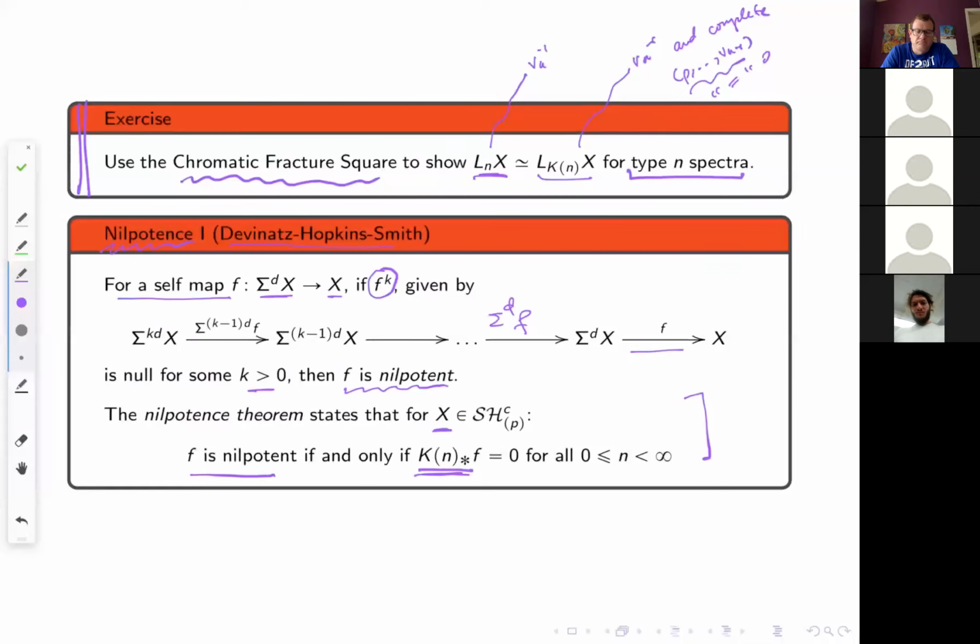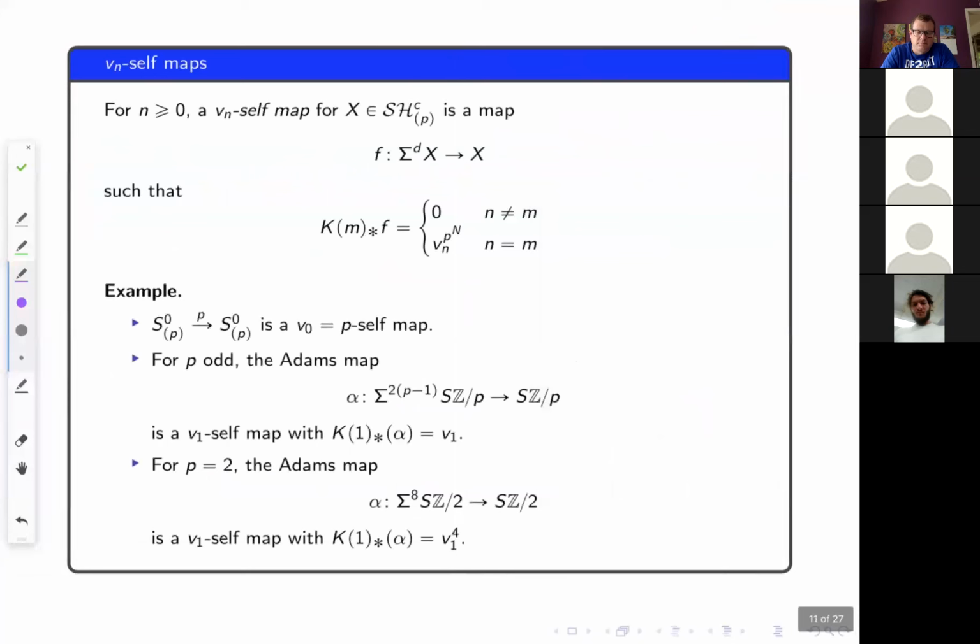All right, now that we have type n spectra, we need to talk about Vn self maps. Remember I said let's put more context to this Vn, and this is going to happen now. If n is greater or equal to 0, I'm going to use the following definition for Vn self map. You can make a slightly more general definition. The place to look for this stuff is called Nilpotence 2, the paper by Hopkins and Smith. It's a beautiful paper. But I'm going to use the same definition that Ravenel does in the orange book.